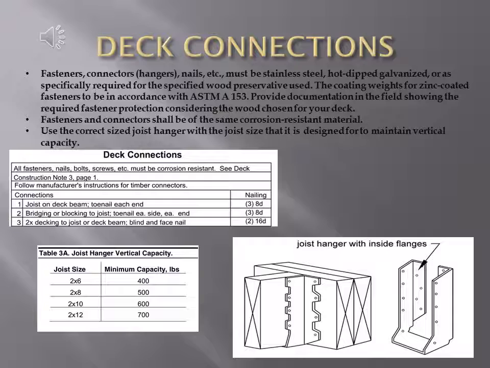Fasteners and connectors shall be of the same corrosion-resistant metal. Mixing and matching two different kinds of metal may accelerate the corrosion speed. Use the correct size joist hanger for the joist size that it is designed for to maintain vertical capacity.